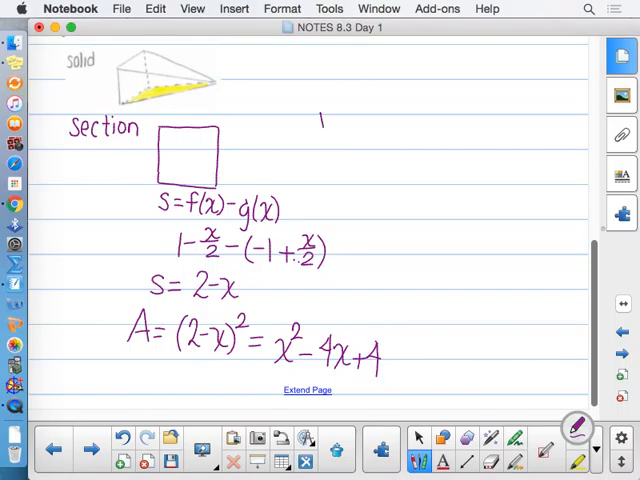So in order to get volume for this particular solid, the solid formed by those square cross sections all along that base, I would want to take the definite integral from an x of 0 to an x of 2 of that area function.